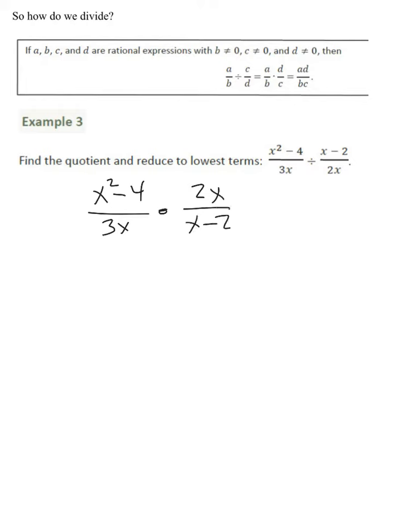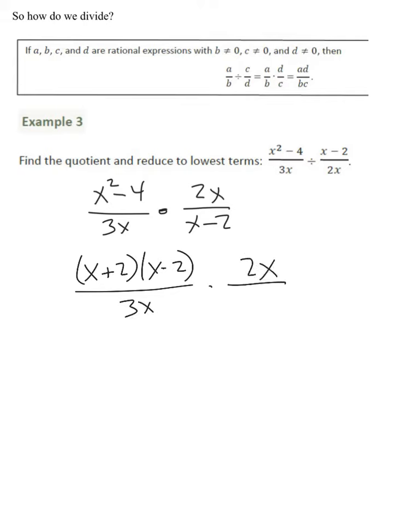Now what we'll do is just like multiplication. Wherever we can factor, we factor. So our top one right here can be factored. So that's an x plus 2 and x minus 2, because that's DOPS, difference of perfect squares, all over 3x times a 2x all over an x minus 2, and if it helps, put that in parentheses also.